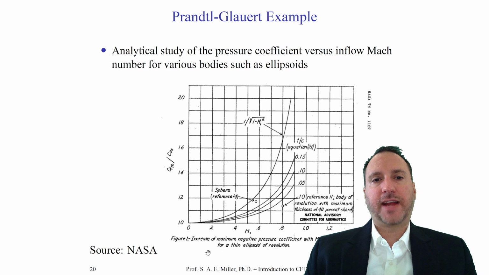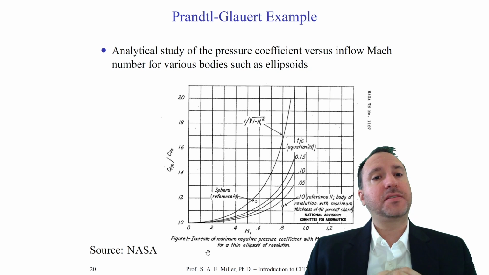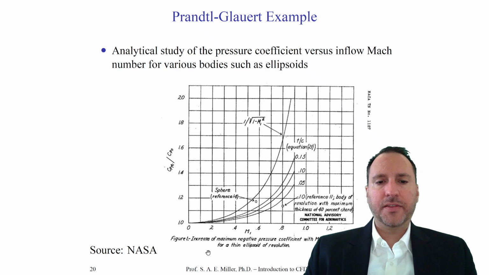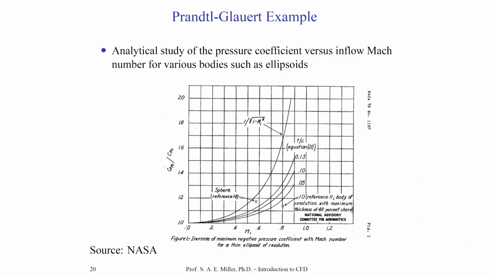This is one particular analytical study, meaning it wasn't done with CFD. It was done on pen and paper for the so-called pressure coefficient versus inflow Mach number for various bodies, such as ellipsoids. So these are various ellipsoids with different eccentricities. Now on the x-axis, we have Mach number from 0, 0.2, 0.4, 0.6, 0.8, 1, Mach 1, this is transonic, and 1.2. Notice they did not look at solutions at supersonic speeds.